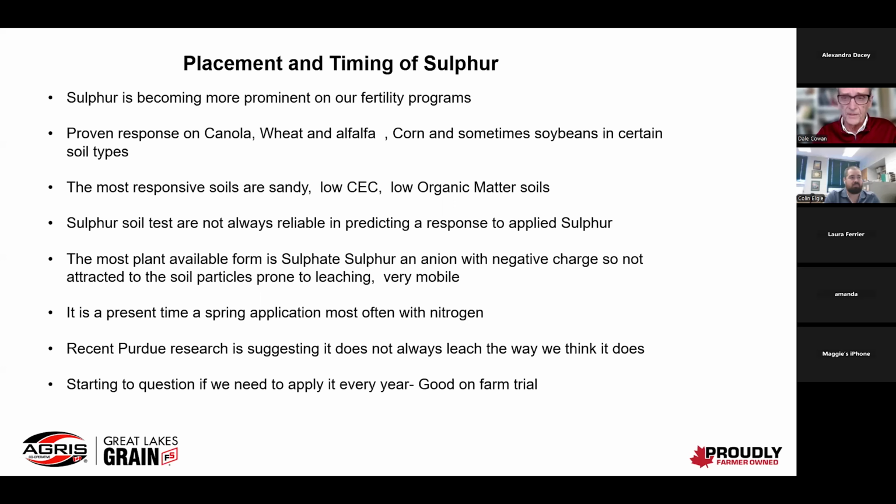It is sulfate sulfur, this one we want, that's plant available in the spring. It tends to be a spring application because we've always believed that sulfate leaches over winter. Well, there's been some new work out of Purdue that suggests that may not always be the case. So we've got some work ahead of us. It's a great opportunity to do some on-farm trials to answer the question: do we need to put sulfur on every year if I have a history of using sulfur on my crop rotation? So, an unknown question, something worth digging into.